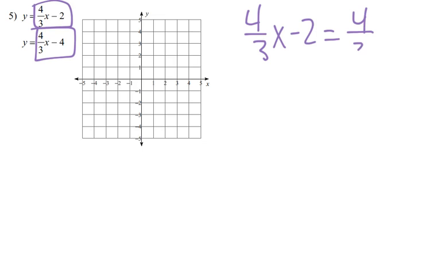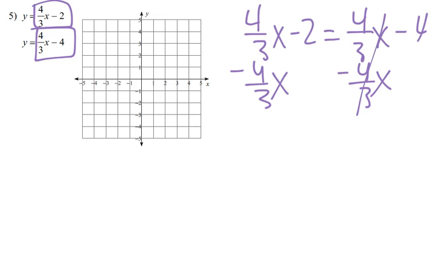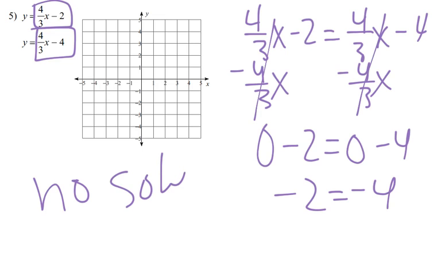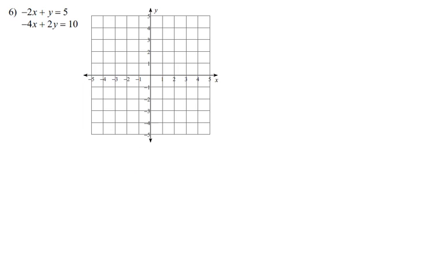And what's going to happen? Well, we'd subtract 4/3 x. That would eliminate. 0 minus 2 equals 0 minus 4. Is negative 2 equal to negative 4? Nope. Once again, no solution. So, once again, I think you could probably have figured that out just by looking at those two equations and seeing that they have the same slope.